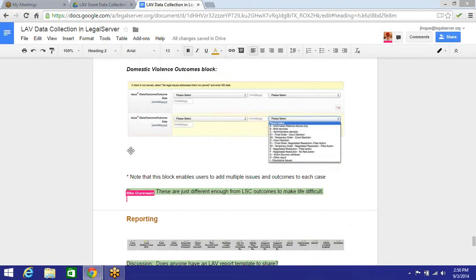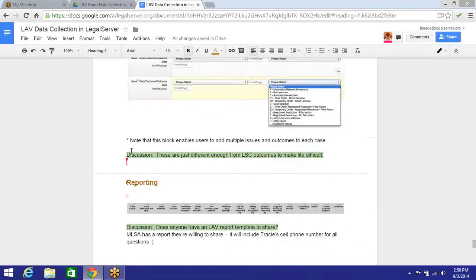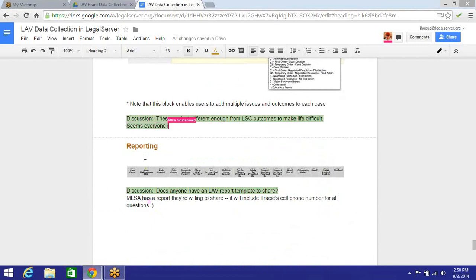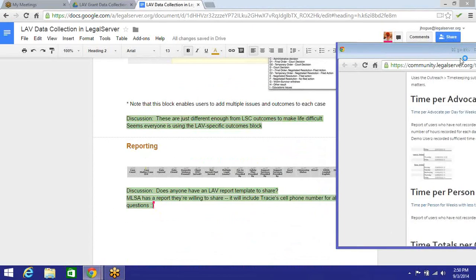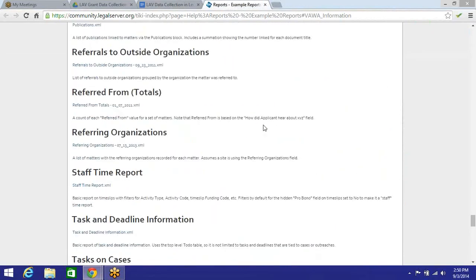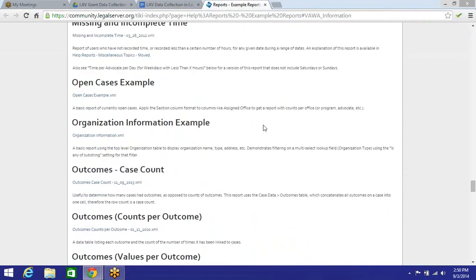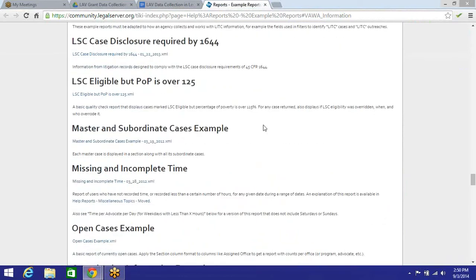Oh, sounds like we're all, at least on the call, using the LAV specific outcomes block for this. So now we're going to talk about reporting for just a moment. It sounds like we may have an example or two to circulate. I would encourage anybody who feels like they've done a really good job of condensing this into a single report to let us know. And Mike can help us get it in the list of example reports over in the community site. So if you haven't seen it, it's always worth looking at. See if it's a good place to start.